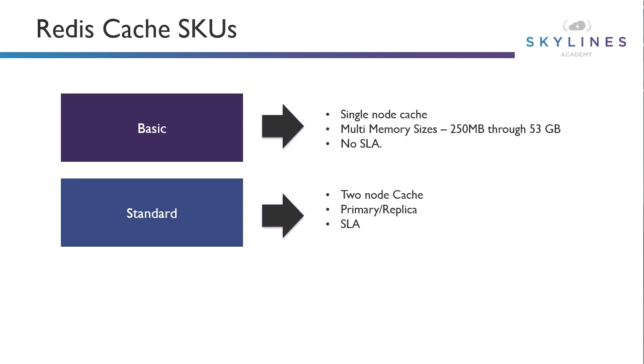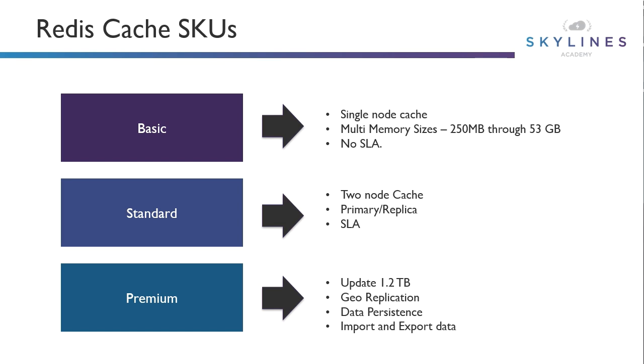The standard is very familiar to the basic SKU with the exception that you now have a 2-node cluster. There's a primary replica configuration which is managed by Azure. Since we have 2 nodes, Microsoft does offer an SLA with the standard SKU. They also offer a premium tier which allows you to store up to 1.2 terabytes of data. At this tier, you can get a number of unique features such as georeplication, data persistence, and the ability to import and export data to your cache. This is very useful to ensure your application performs well even after a reboot or maintenance.